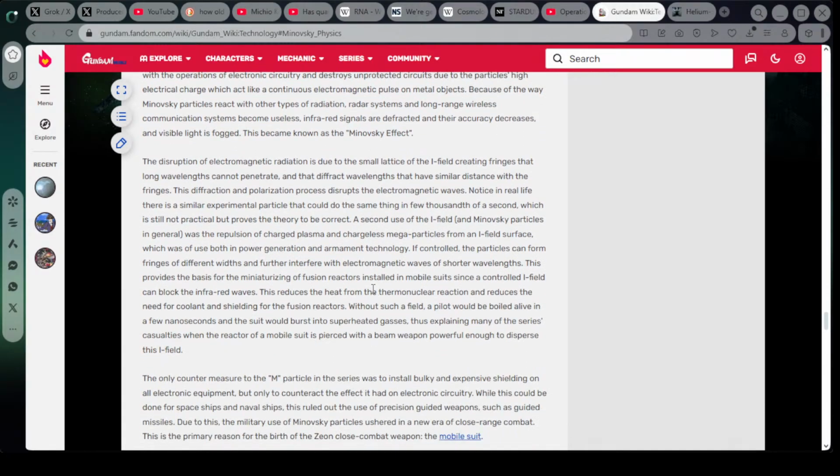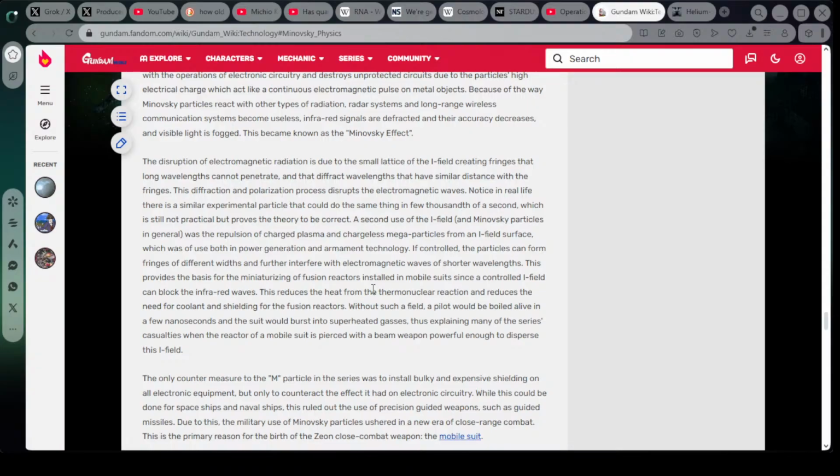The disruption of electromagnetic radiation is due to the small lattice of the eye field creating fringes that long wavelengths cannot penetrate and that diffract wavelengths that have similar distance with the fringes. This diffraction and polarization process disrupts the electromagnetic waves. Notice in real life, there is a similar experimental particle that could do the same thing in a few thousandths of a second, which is still not practical but proves the theory to be correct.